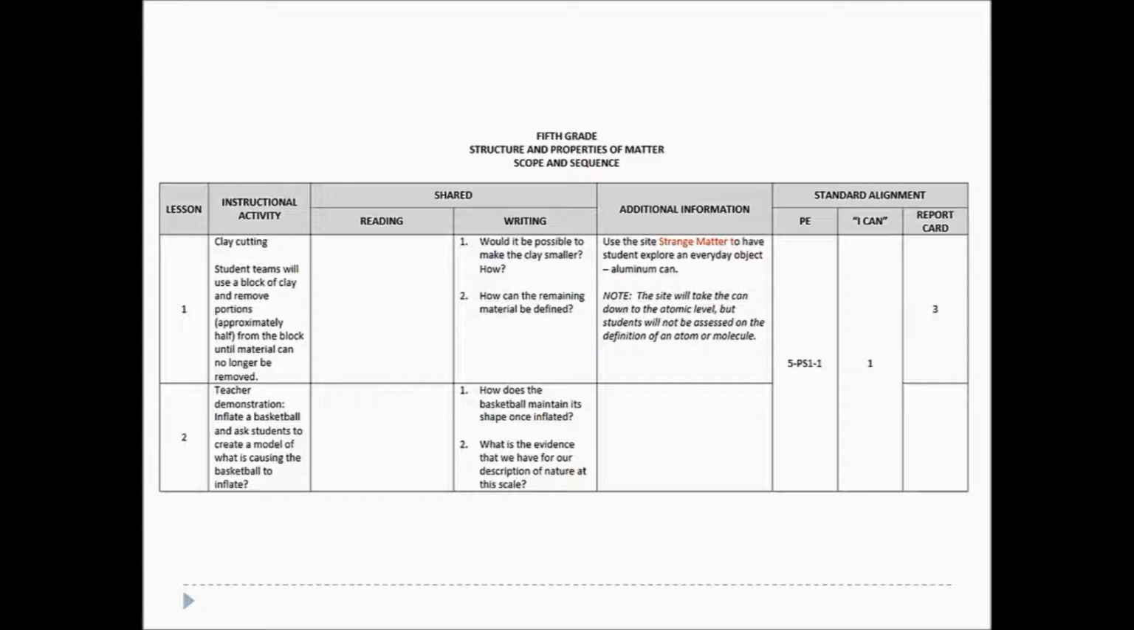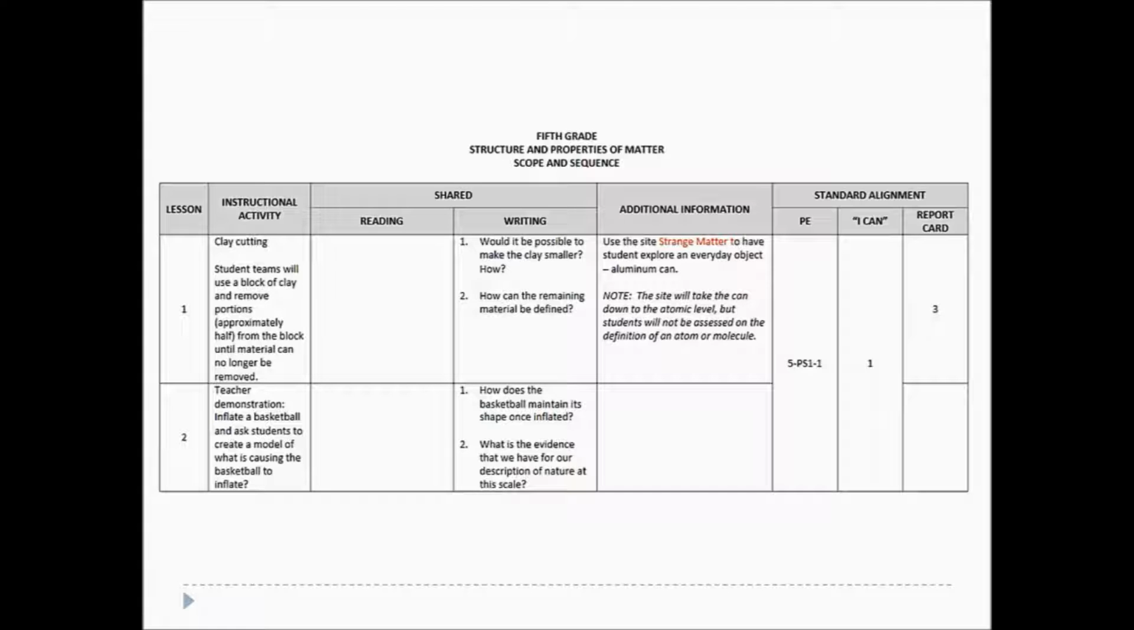In looking at the lesson sequence, we first see that students are introduced to the idea that matter of any type can be subdivided into particles that are too small to be seen. In Lesson 1, Clay Cutting, students are provided an experience to discover this on their own, as they are asked to divide a block of clay in half as many times as possible.